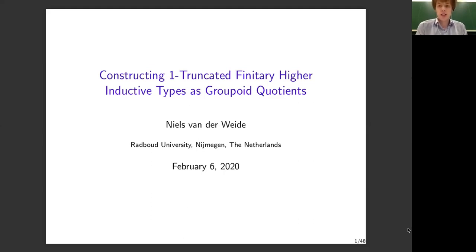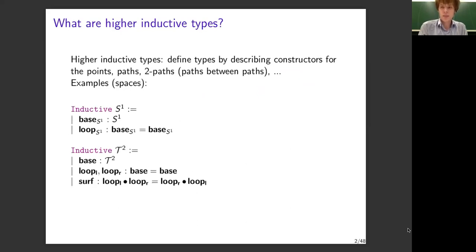In this talk, I'll show how to construct one-truncated higher inductive types using the groupoid quotient. So let us start by recalling what higher inductive types are, and to do so, we use a couple of examples. The main feature of higher inductive types is that they are a mechanism to define types by describing constructors for the points, paths, two-paths, and so on.